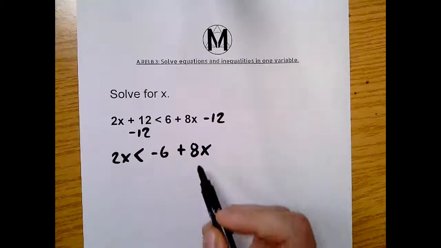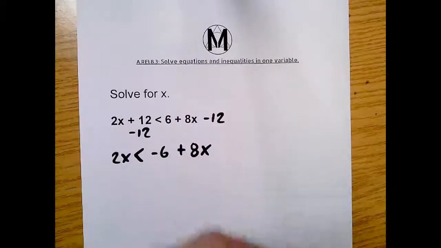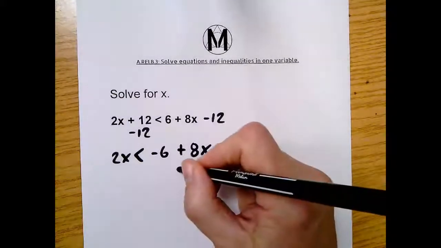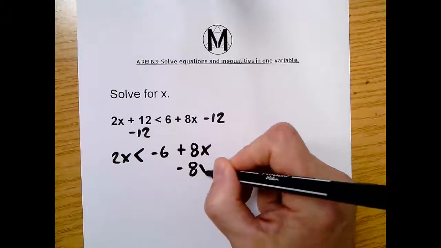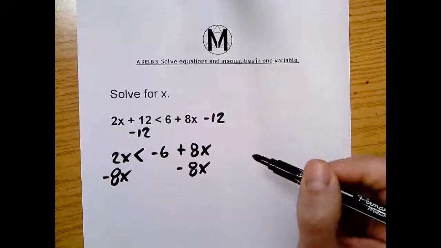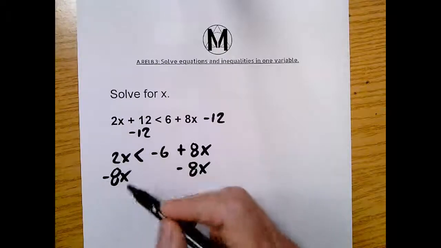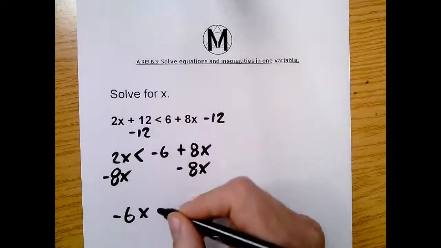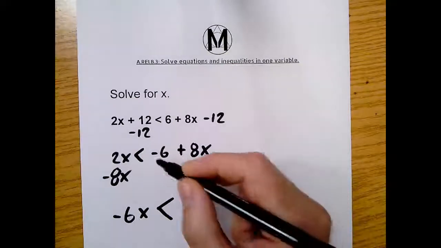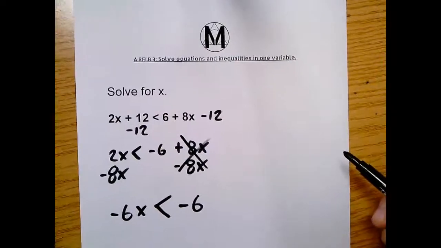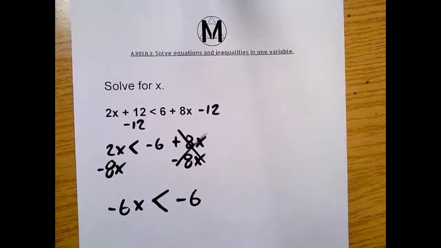So now I got to get this 8x off of here and over there, so I just, again, do the opposite. This is plus 8x, so I do minus 8x. And what this is going to give me is, let's see, 2x minus 8x is negative 6x is less than negative 6. And these have canceled. All right, so we're almost done. We have negative 6x is less than negative 6.